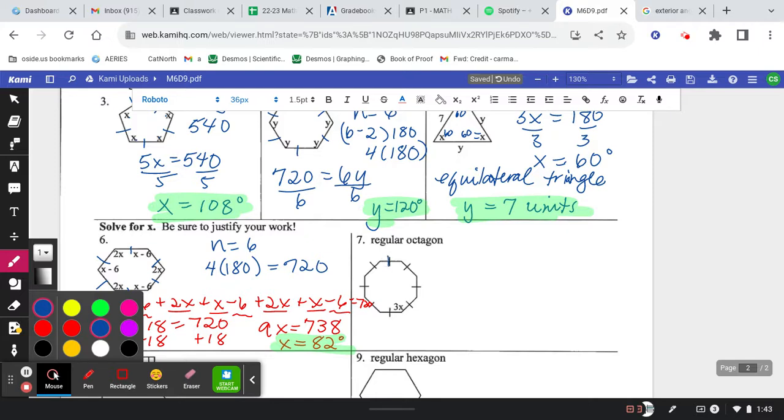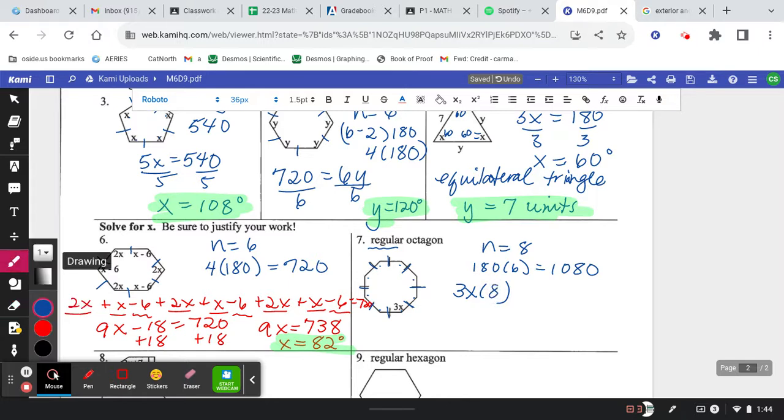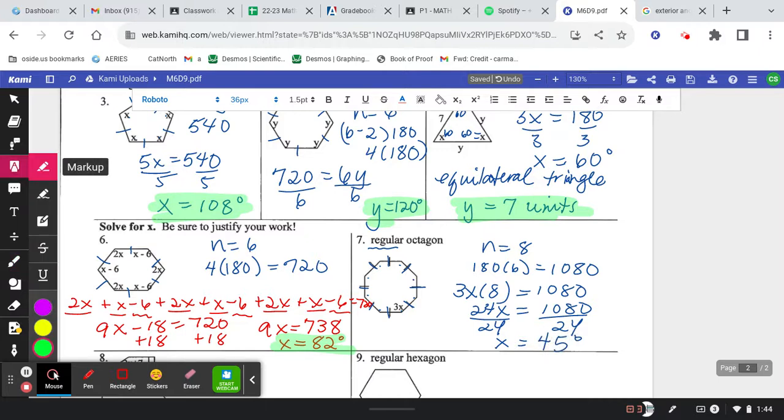All right, next one. 1, 2, 3, 4, 5, 6, 7, 8. 8-sided is equal to 1080. So if they're all equal and 3x is there, because it's a regular octagon, which means all the angles are equal, we're going to go 3x 8 times because there's 1, 2, 3, 4, 5, 6, 7, 8 angles. Do you want to write 3x plus 3x plus 3x, 8 times? You can do it that way, or you can do the shortcut of 3x times 8. So 24x is equal to 1080. And so we get 1080 divided by 24 is 45, and that is degrees because it's the measure of an angle.